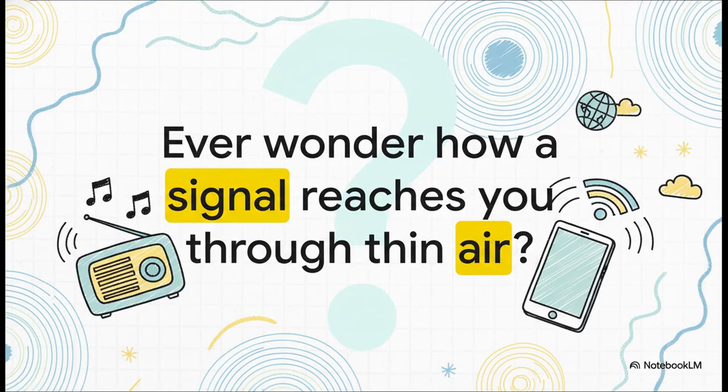I mean, it's a great question, isn't it? You flick on the radio, and boom, there's music. You tap your phone to connect to Wi-Fi, and suddenly the entire internet is right there in your hand. It honestly feels like magic, but what it really is, is some incredibly clever physics at play. So, how does it all actually work?